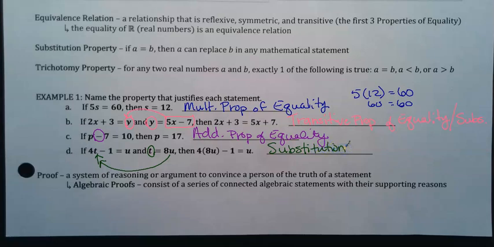That is the substitution property. All right, good. So now a proof. Let's look at this. A proof is a system of reasoning or argument to convince a person of the truth of a statement. We are trying to convince someone.